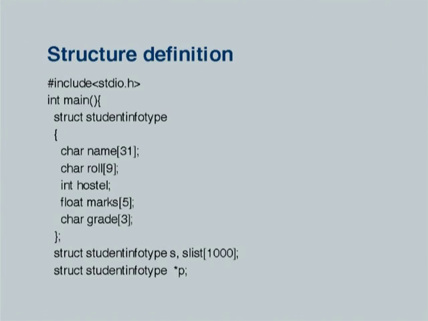Here we have int main, structure student info type. This has 31 bytes in name. Remember that backslash 0 has to be included. Then it has 9 bytes in roll number. This makes up 40 bytes. Then there is an integer hostel which will require 4 bytes. Float marks, there are 5 elements in the array, each one requires 4 bytes, so this amounts to 20 bytes. And then there is a character array, it is 3 elements, so it will occupy 3 bytes. This we know to be the sizes of individual elements.